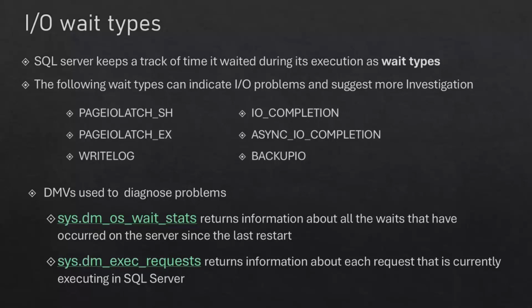These are the 6 important IO wait types that need to be looked at. Again, they can indicate IO problems, but you will need to do more investigation to reach the conclusion that the issue was IO related. There are 2 DMVs associated with this. One is OS wait stats. This DMV will give you information on all the wait stats, cumulative across the server. And exec requests will give you information about a currently executing query. So both have different ways to look at it. We'll look at that further.